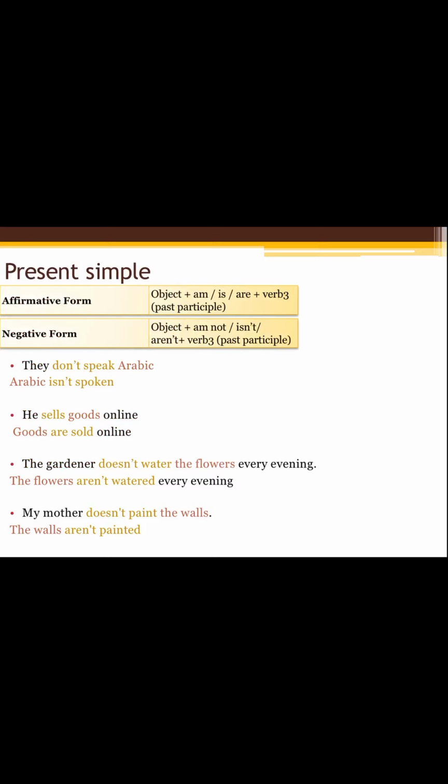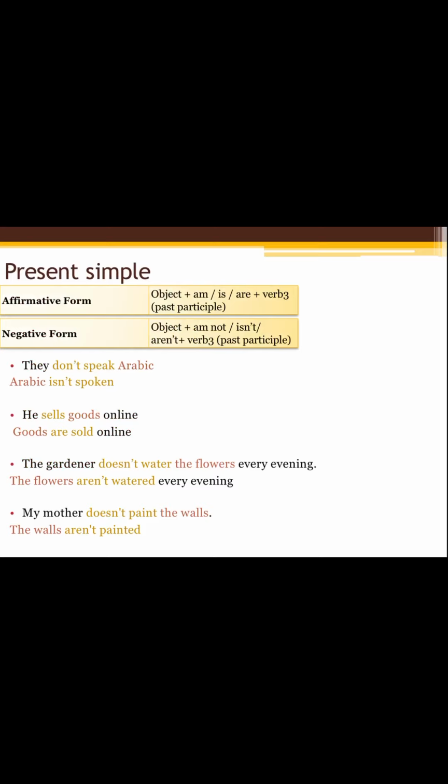See the next sentence. He sells goods online. He is the subject, sells is the verb. Where is the object? Is it goods or is it online? Here basically the object will always be the first noun after the verb. So we have the verb sells, so goods is the object. How can we change the active sentence into passive? We said we put the object at the beginning of the sentence, then we change the verb.